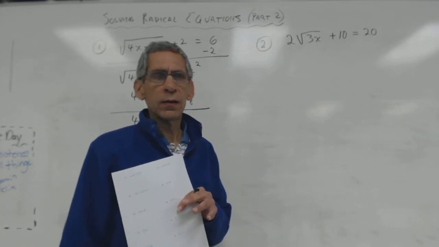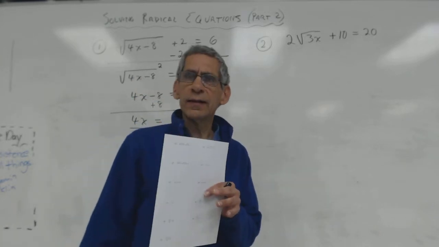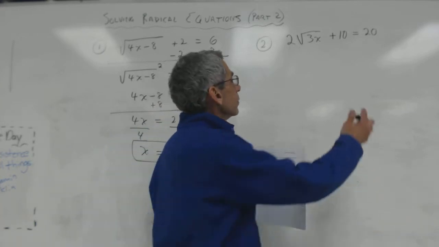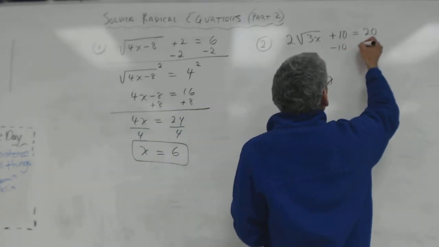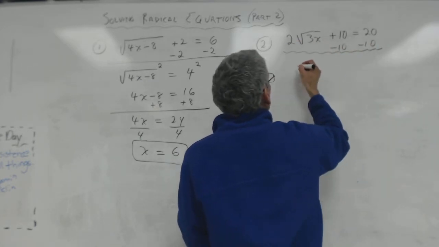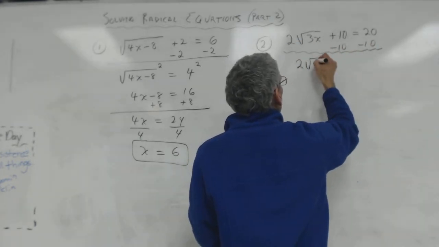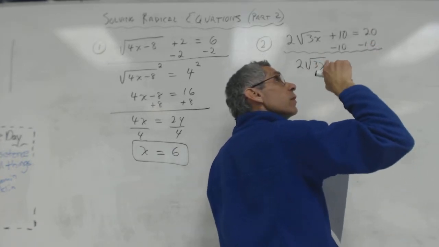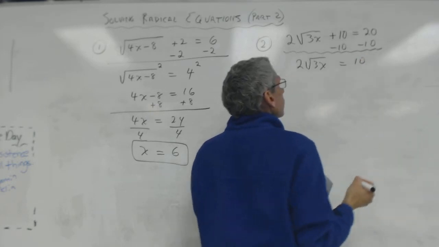Let's subtract 10. Would you agree with that, Tia? Yeah. Would you agree with that, Gideon? Yep. I would too. So we would subtract 10 from both sides. 2 square root of 3x is equal to 10. Okay, 5 by 3, okay, 10, right?